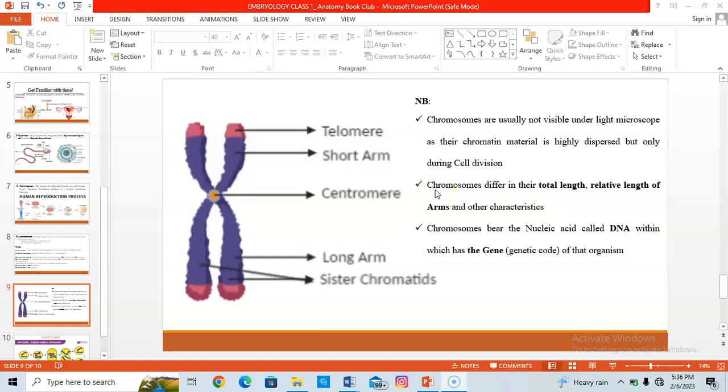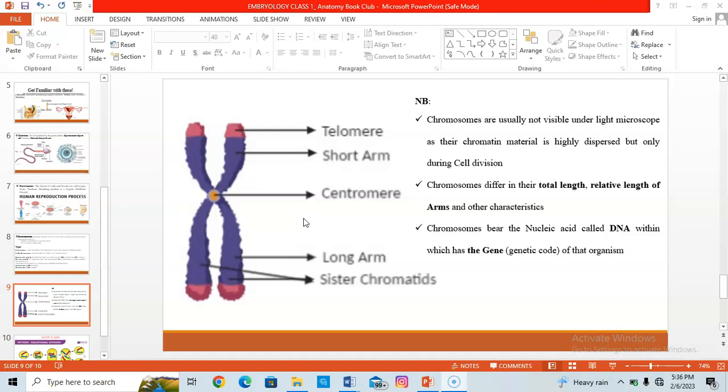And then another thing I want you to take note of is that chromosomes differ in their total length. So every chromosome has its specific length, alright? And they also differ in the relative length of the arms, so this short arm and this long arm. The chromosomes are different too. In your nucleus, all the chromosomes in the nucleus of a somatic cell, they all differ. And there's a term called karyotyping.